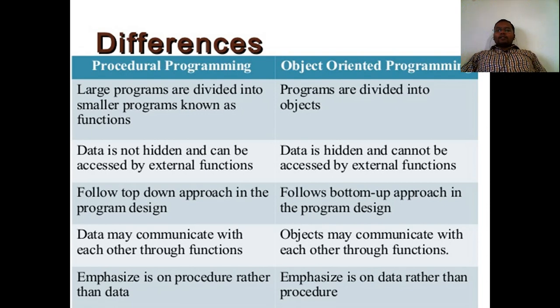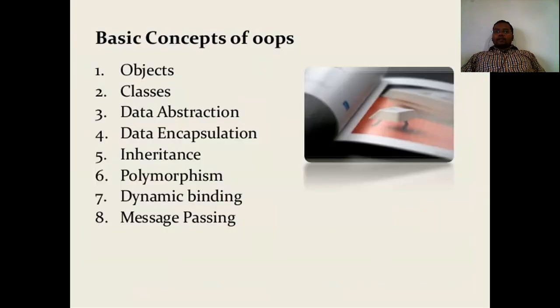In procedural programming, data may communicate with each other through functions. In object-oriented programming, objects communicate with each other through functions, because here the object plays an important role. In procedural programming, emphasis is on procedure rather than data. In object-oriented programming, emphasis is on data rather than procedure. This is the major difference between procedural programming and object-oriented programming.